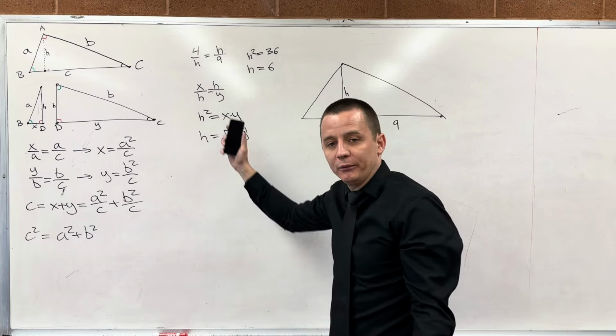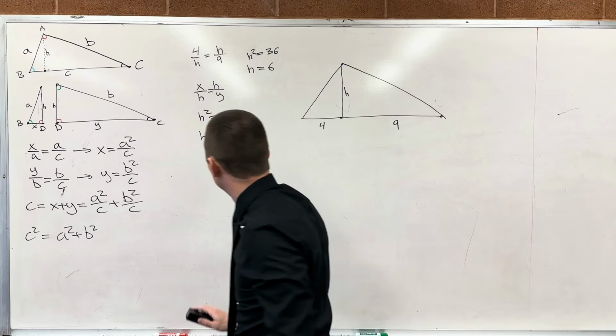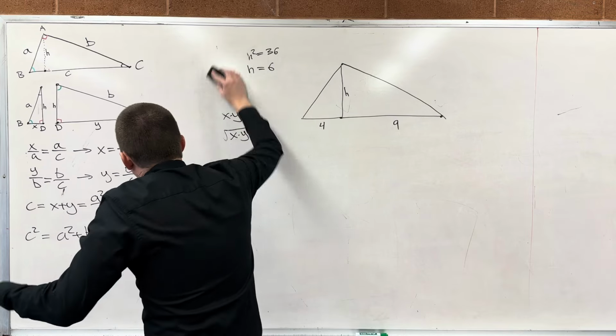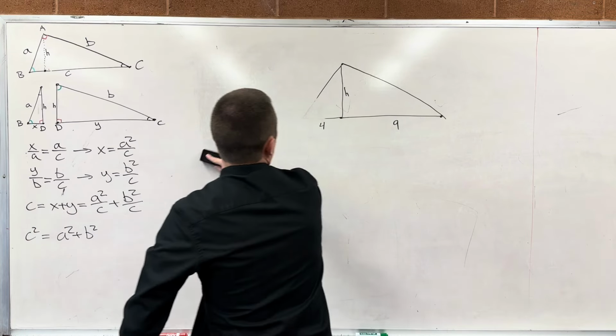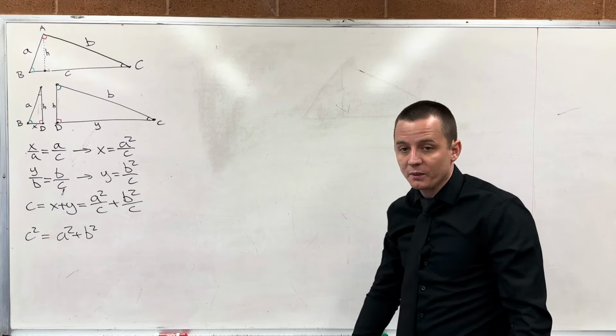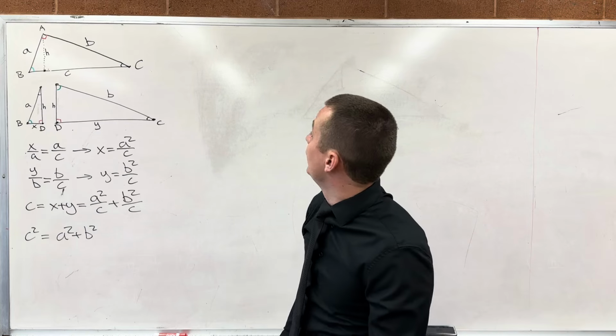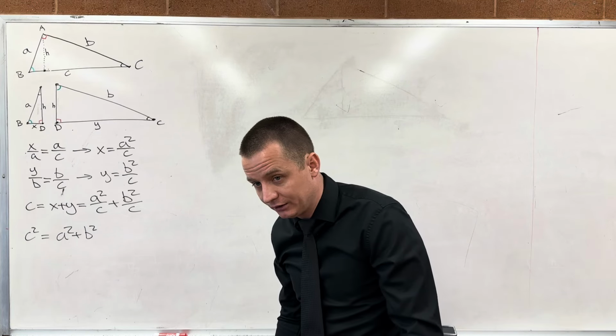I like the one where we draw out the whole pictures better and show it in terms of the areas. I think that one's more intuitive. But this is a neat way to do it based off of the similarity of the right triangles. You with me? Yeah. Now I'm going to prove the converse of the Pythagorean theorem.